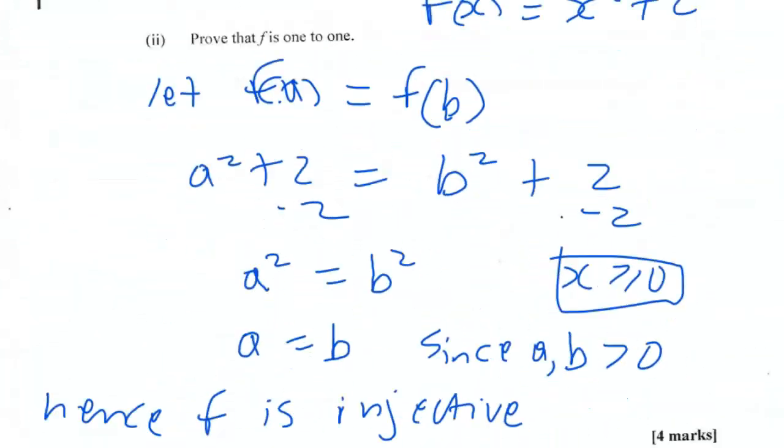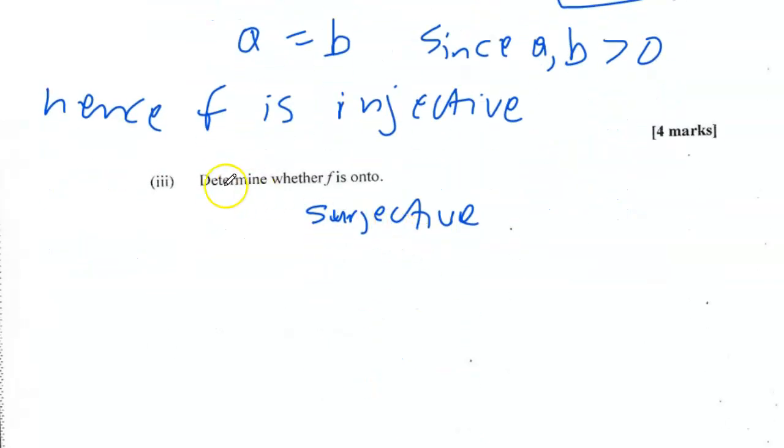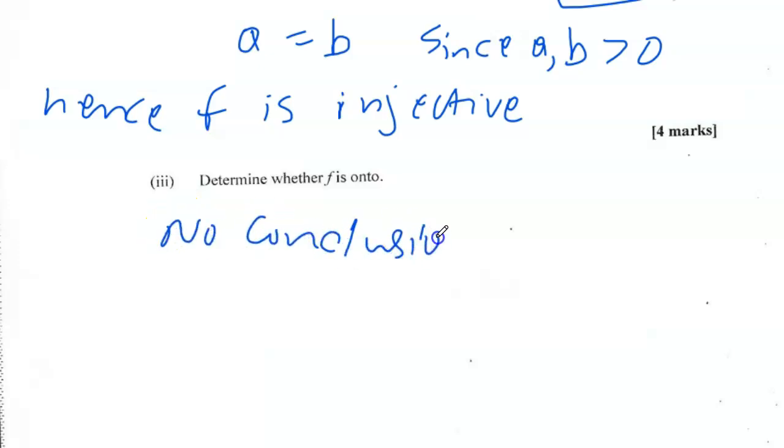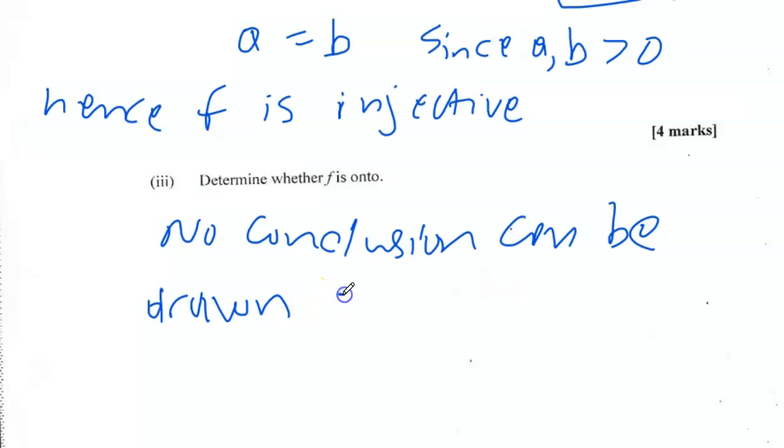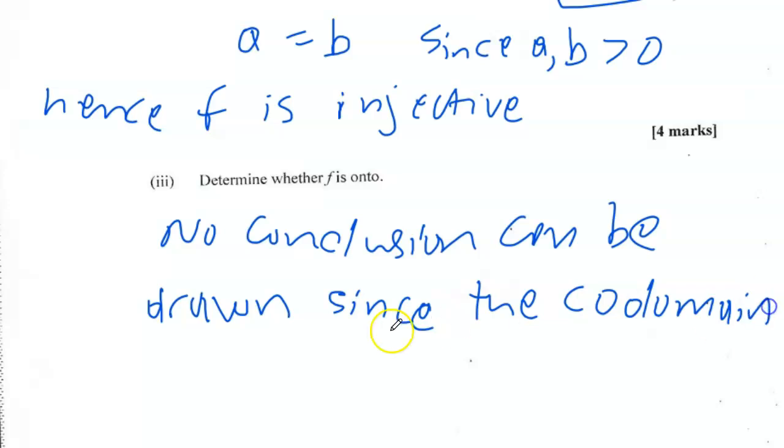So I'll put here: no conclusion can be made, since the codomain was not given. By codomain we mean the possible set of y values.